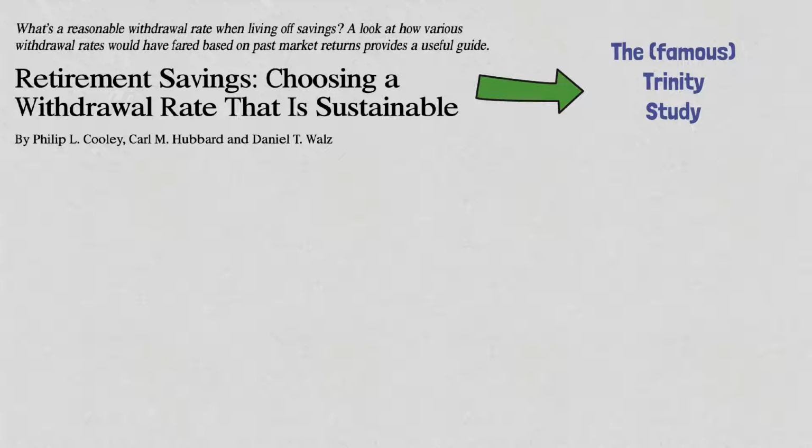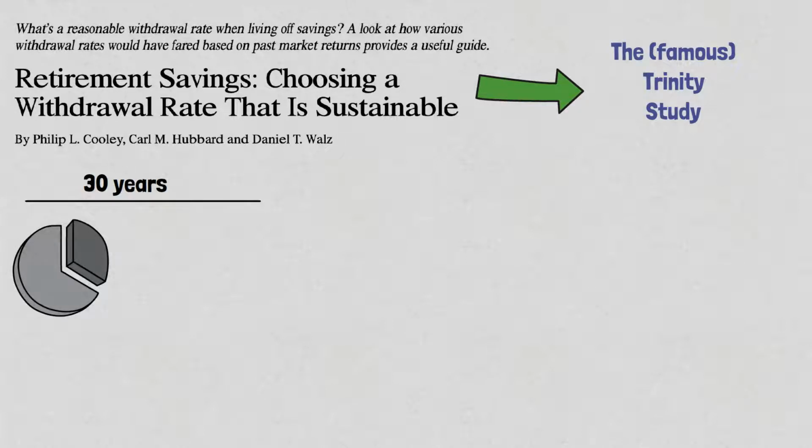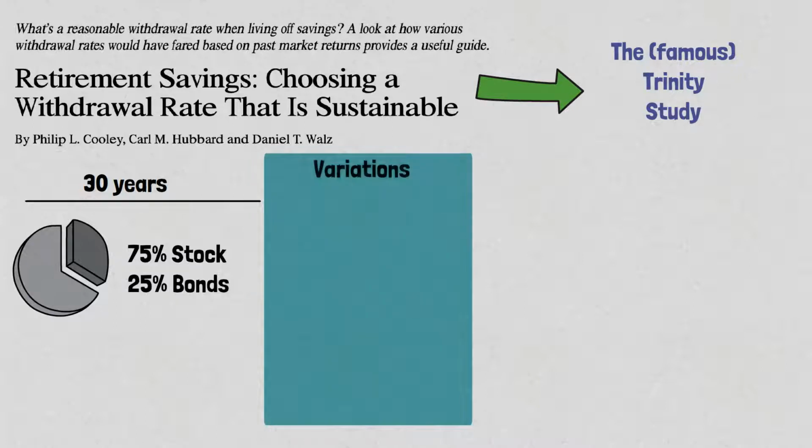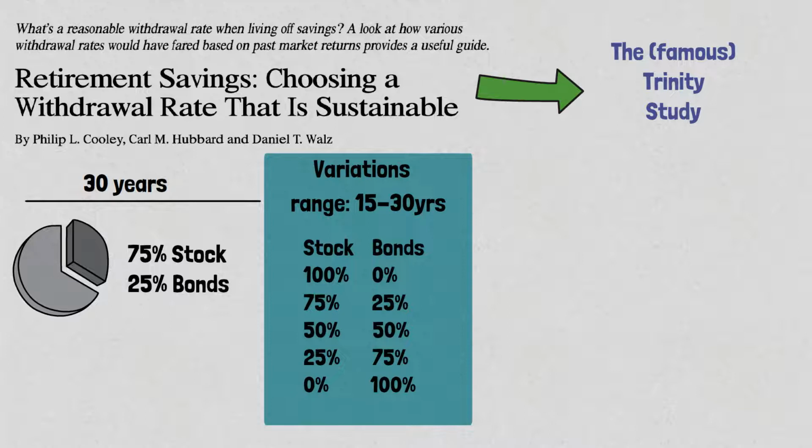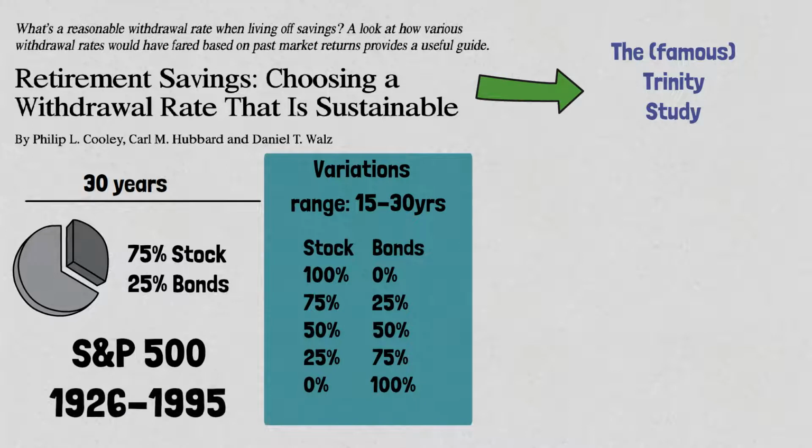The Trinity study behind the 4% rule was based on a 30-year retirement period, a 75% allocation of wealth in stocks, and 25% allocation in bonds. They did vary these parameters a bit, but in essence that's what they focused on. For stocks in particular, they chose the S&P 500. They also used data from 1926 to 1995. So right there you can see there are many parameters which don't apply in your case necessarily.